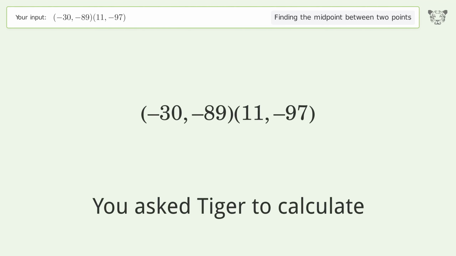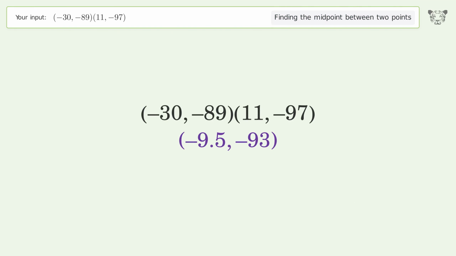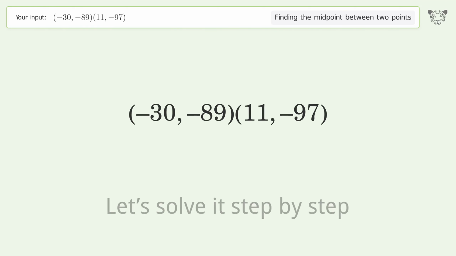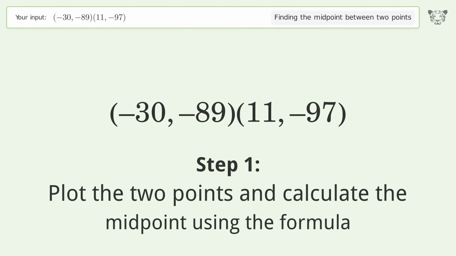You ask Tiger to calculate. This deals with finding the midpoint between 2 points. The midpoint between the 2 points is -9.5, -93. Let's solve it step by step. Plot the 2 points and calculate the midpoint using the formula.